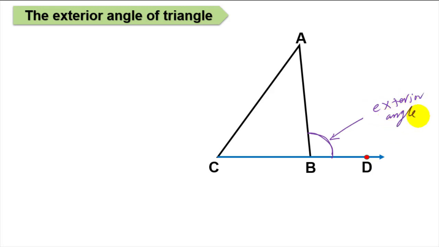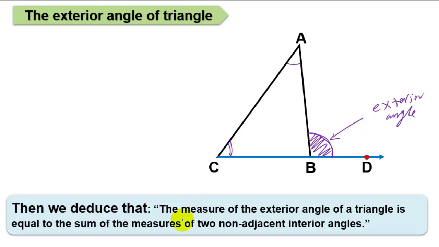في معلومة عندنا بتقول إن الإكستيريور أنجل ده equal the sum of two non-adjacent interior angles inside the triangle. يعني measure of angle ABD، the exterior angle، equal measure of angle A plus measure of angle C. زين، يبقى عندنا هنا the measure of the exterior angle of the triangle is equal the sum of the measures of two non-adjacent interior angles. التو angles اللي جوه التريانجل النون adjacent، اللي مش جنبها، البعيد عنها.